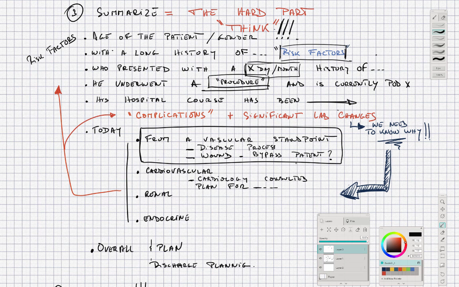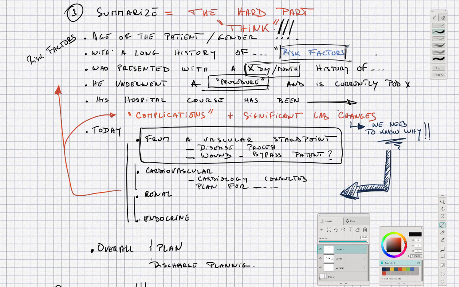So then I would say, from a vascular standpoint, the patient is doing well. His rest pain has been alleviated with a bypass. On physical examination, the wounds are clean. There's no drainage. The patient has a strong Doppler signal in the foot, and the graft is palpable. Perfect. And then you can mention the rest.